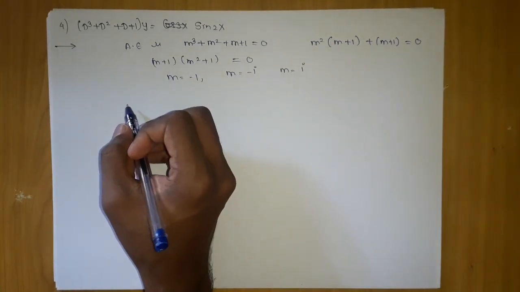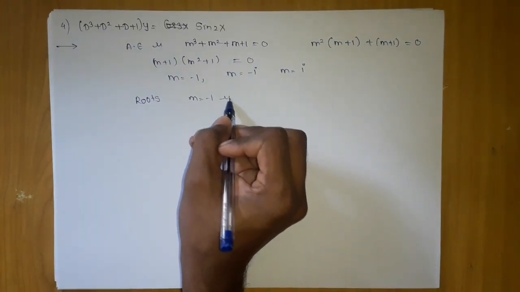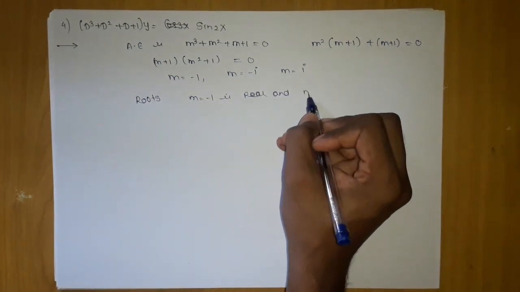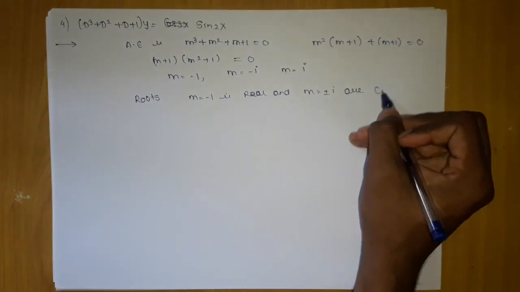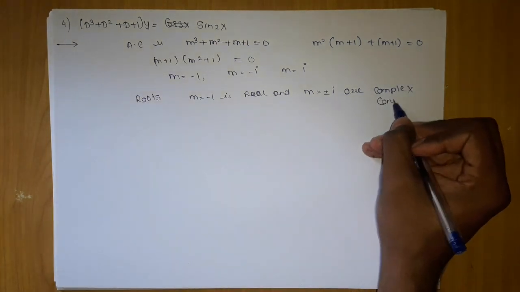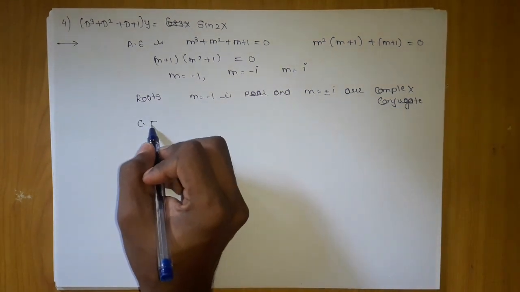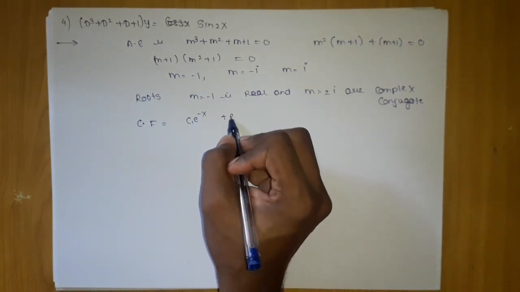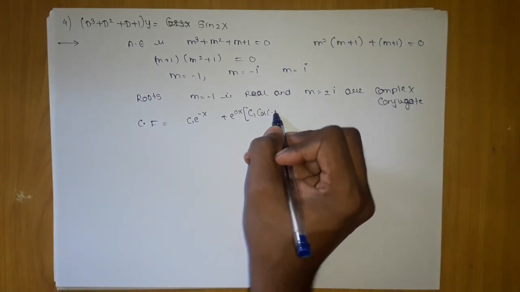So the root m = -1 is real, and m = ±i are complex conjugate roots. After writing this statement, you can get the complementary function, which will be c1 e^(m1 x), which will be this, plus e^(0x) into c1 cos.